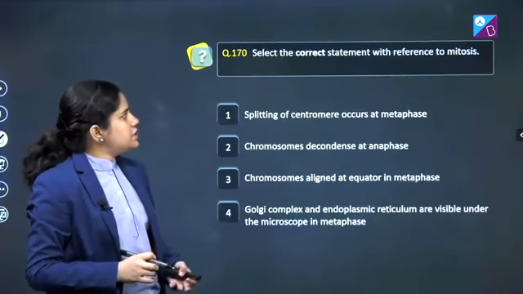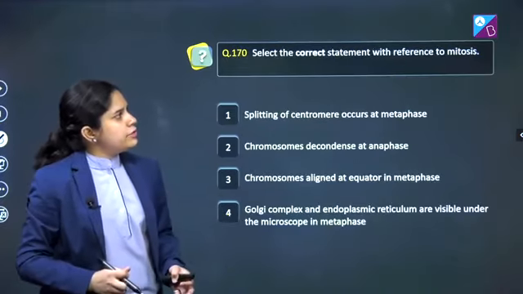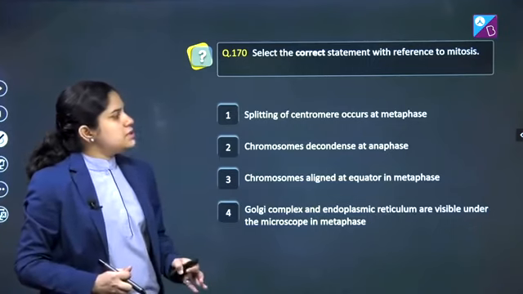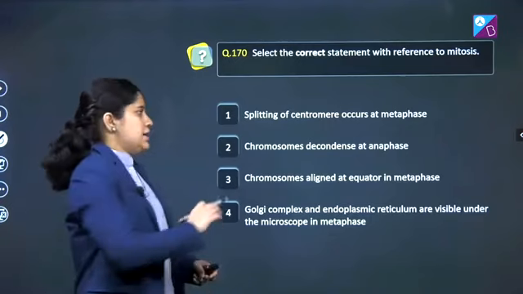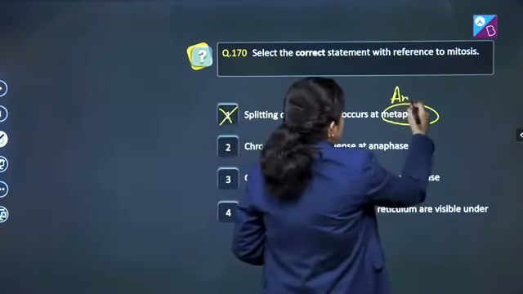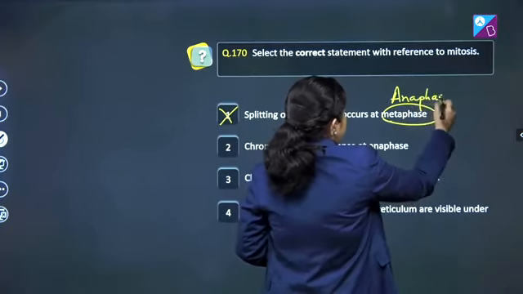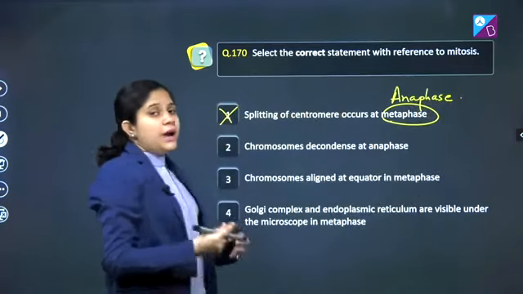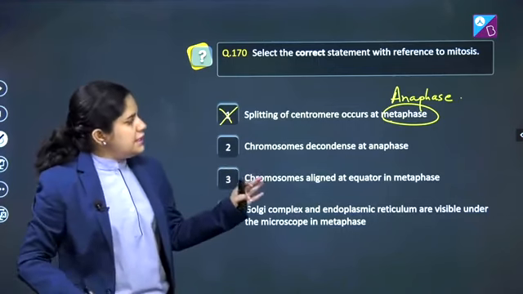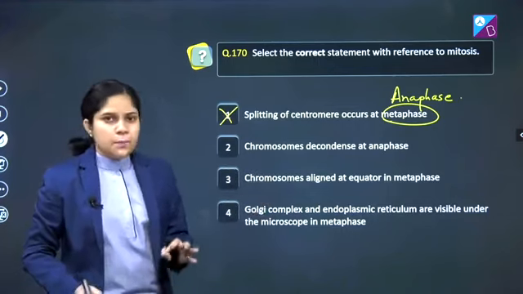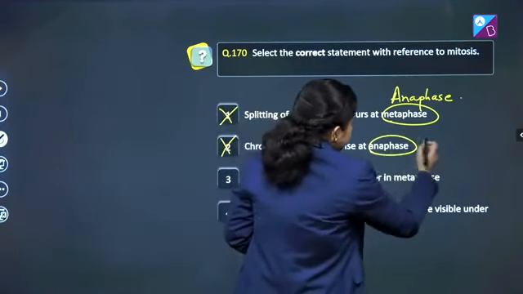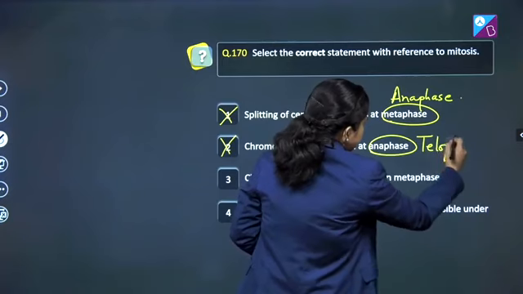Question number 170. Select the correct statement with reference to mitosis. First, splitting of centromere occurs at metaphase. गलत statement है क्योंकि splitting of centromere anaphase के टाइम पर होगा. And the two sister chromatids will move towards the opposite poles. सेकेंड, क्रोमोसोम्स डीकंडेंस एट एनाफेज, ये भी गलत है. क्रोमोसोम्स विल डीकंडेंस एट टेलोफेज.